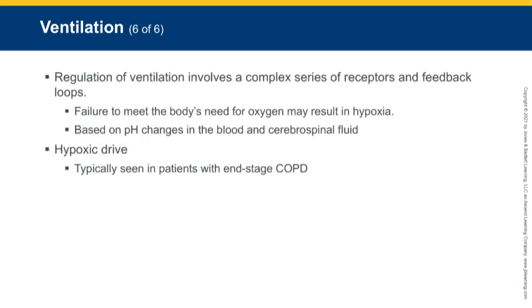The regulation of ventilation involves complex feedback mechanisms that monitor oxygen and carbon dioxide levels in the blood. When oxygen levels drop or carbon dioxide levels rise, the brain adjusts the rate and depth of breathing to maintain homeostasis. Patients with chronic lung diseases, such as COPD, may rely on a hypoxic drive to regulate their breathing.